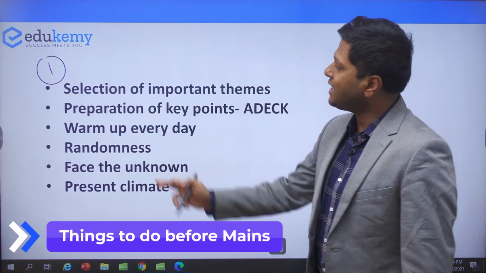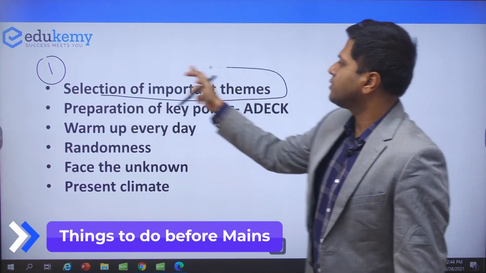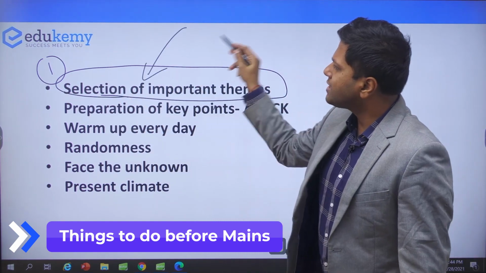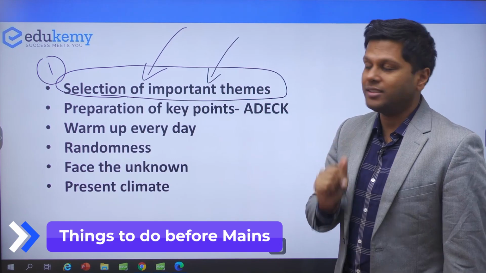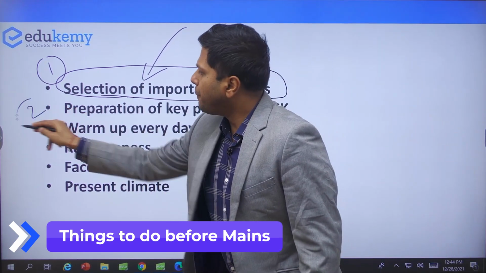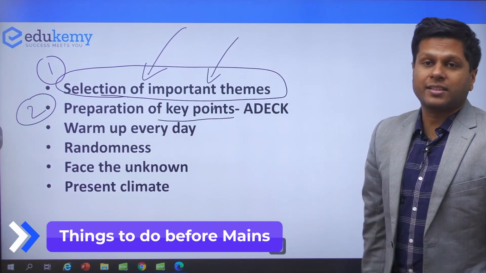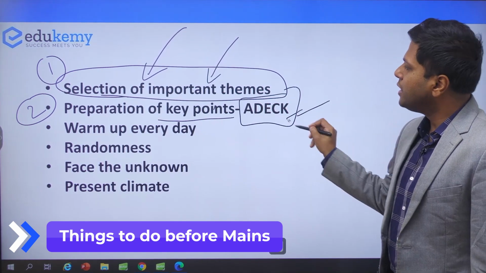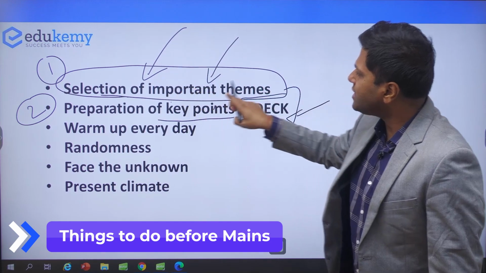One is selection of important themes. One credible source should be there through which you will be able to select the important themes for that particular year. Then prepare the key points of all these important themes, through what we follow as the A-deck principle. I will explain this.